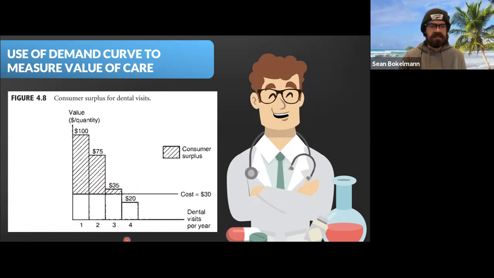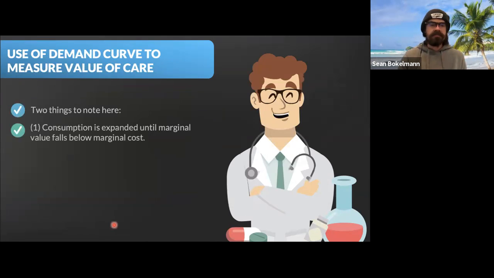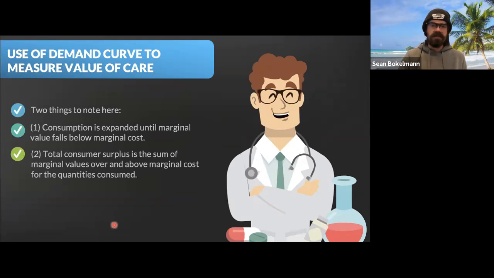The other thing to note is we can figure out the total consumer surplus by adding up the areas that are shaded here, right? So the consumer surplus from the first unit is 100 minus 30, and so the consumer is getting $70 of value from that first visit. They're getting $45 of value from the second visit, and they're getting $5 of value from the third. You add all those up, and you get their total consumer surplus from consuming 3 units, 3 dental visits, right? So that's what I just mentioned there.